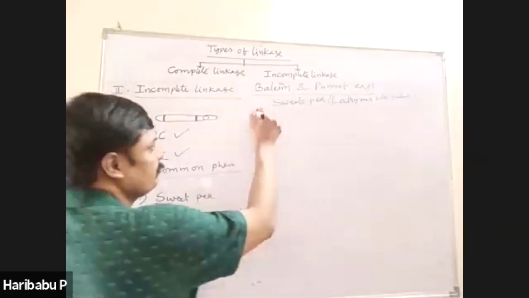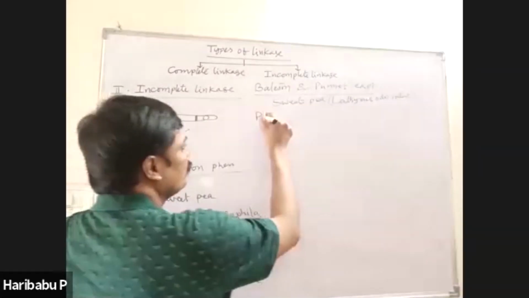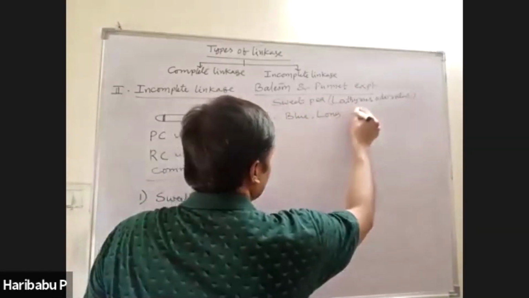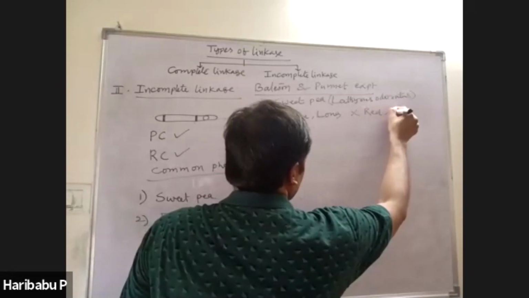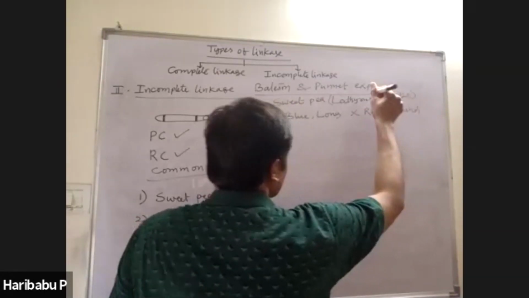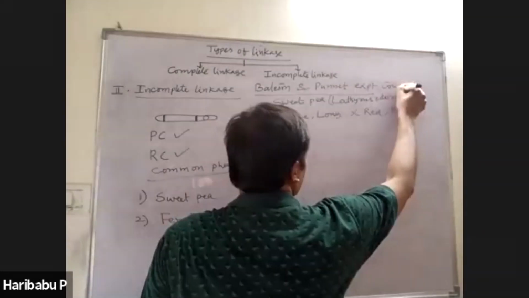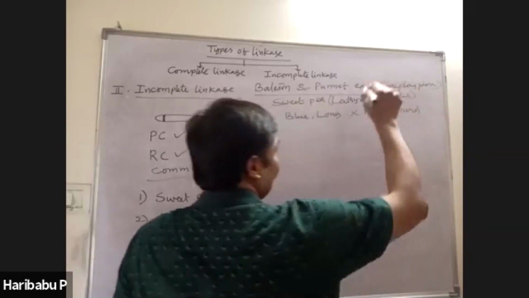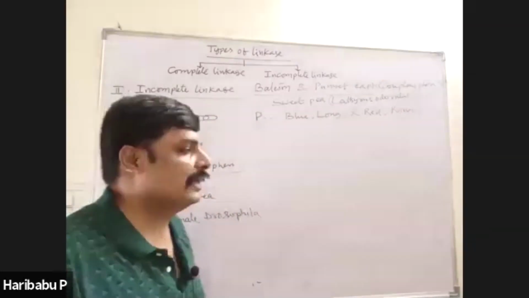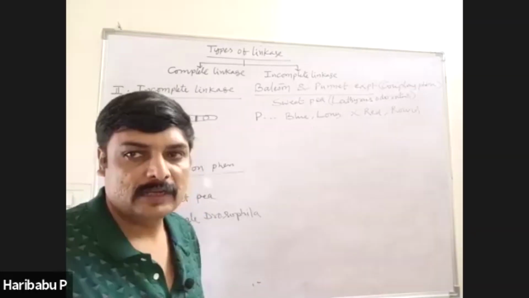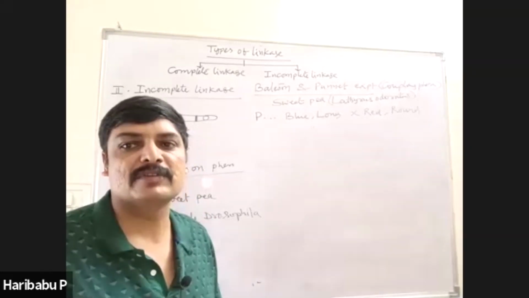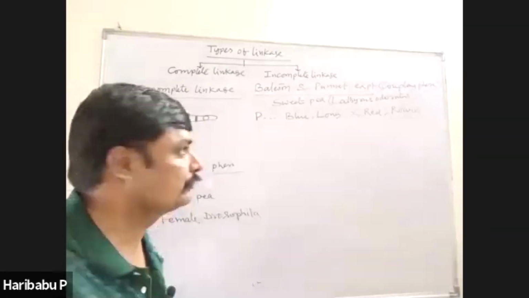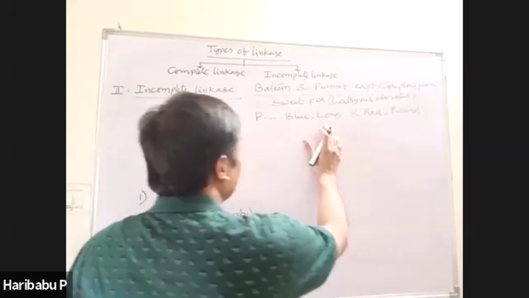They crossed in this plant blue long with red round. And this experiment is an example for coupling phase. So, they coined two terms for linkage early, coupling and repulsion. Coupling and repulsion are two sides of the same coin. Later, the two were replaced by another word called linkage by Morgan. So, this is an example for coupling phase.